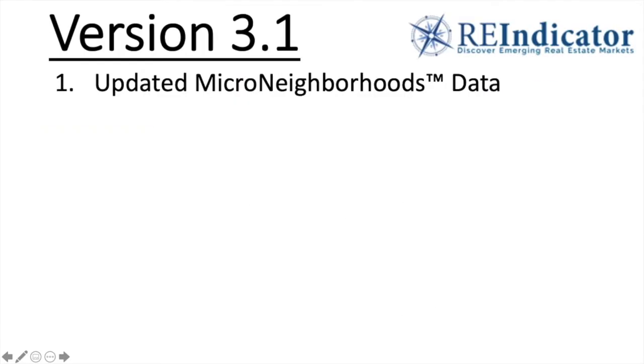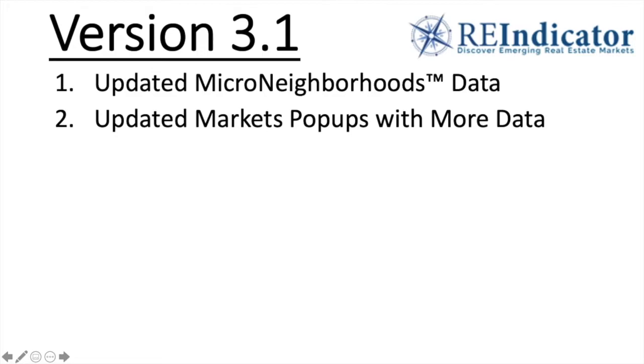So here we have the first item up for our upgrade. It includes an updated micro neighborhoods data set. It's super easy to use. It simply replaces the previous data sets that you have been using for micro neighborhoods, and it reflects the latest available data. The second item is we have updated the market pop-ups with more data.